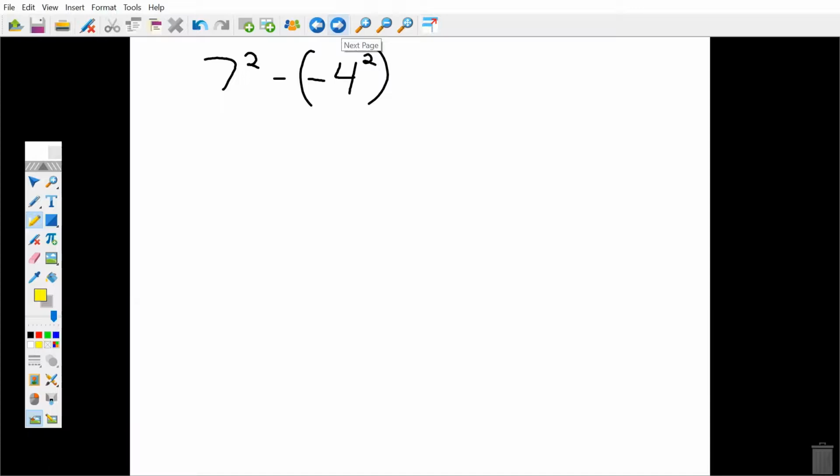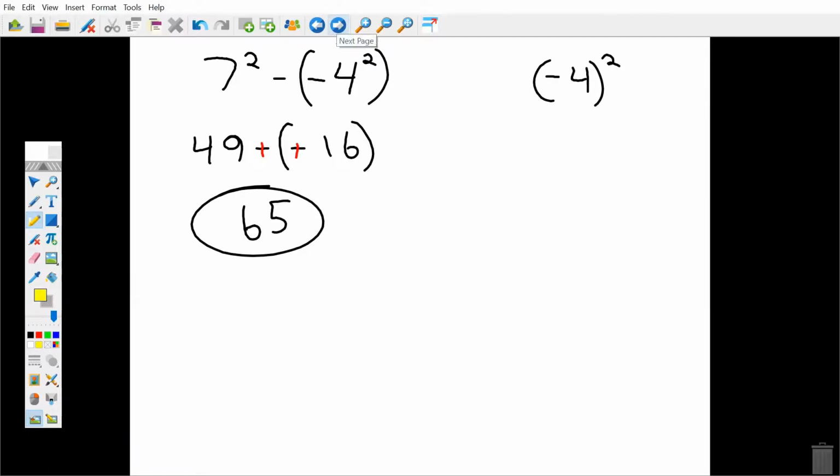Here's another order of operations question. 7 squared minus negative 4 squared. The answer is positive 65. Here there are brackets, but the 2 is outside the brackets. So this is going to stay as a negative 16. However, then we have a negative times a negative, two negatives in a row, which will become positive. Now it's 49 plus 16, which is 65. Next question.